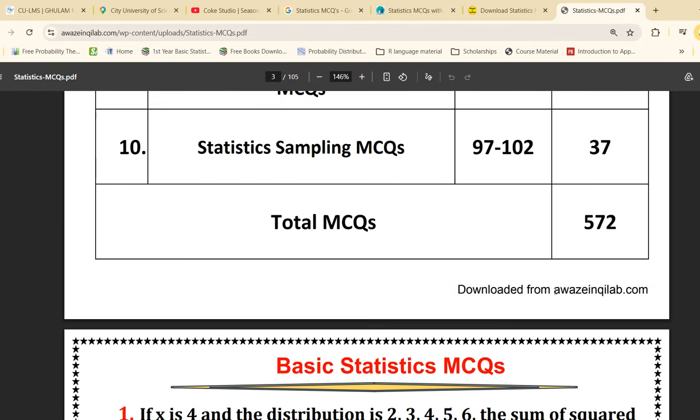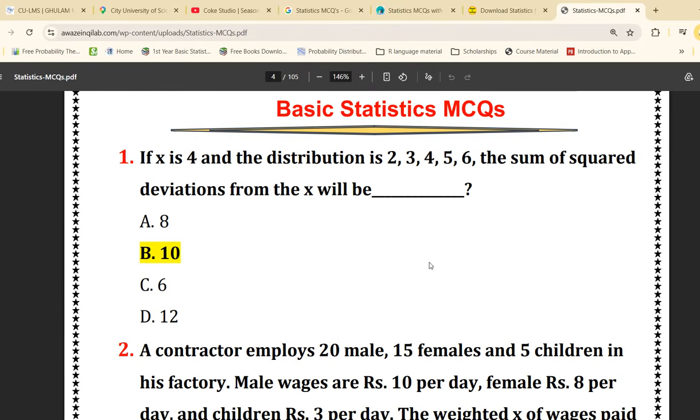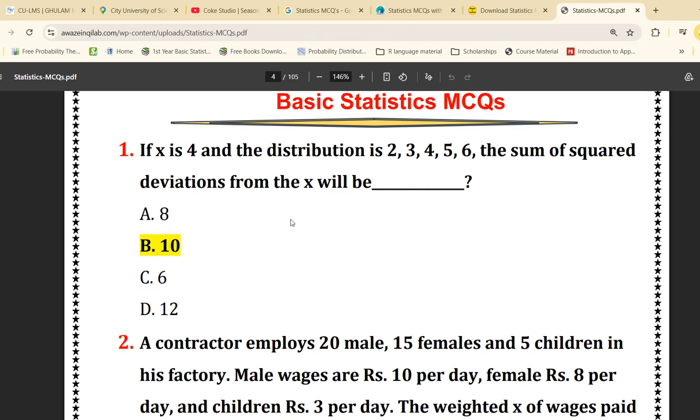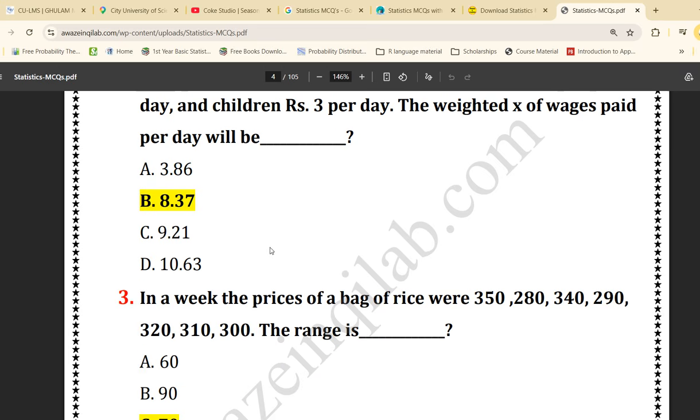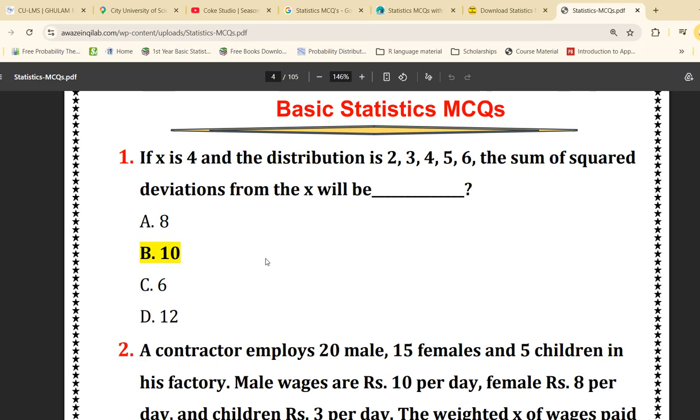See, this is awazinkilab.com. Here you can find these basic statistics MCQs. So it will be in that particular type, and you have to choose just the correct answer. There will be 50 MCQs. Every MCQ will carry only 1 mark, and the questions will be like this.